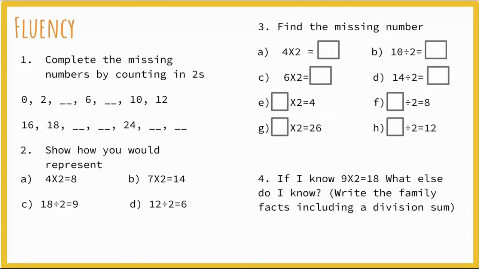Question number 3, you've got to find the missing numbers. Look at the examples on the slides and fill in the missing numbers where the box is. And number 4, if you know that 9 times 2 is 18, what else do you know? I want you to write the family facts, including a division sum. Top tip, think commutative.